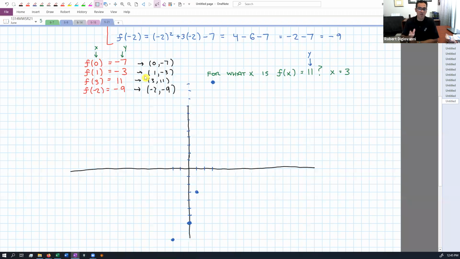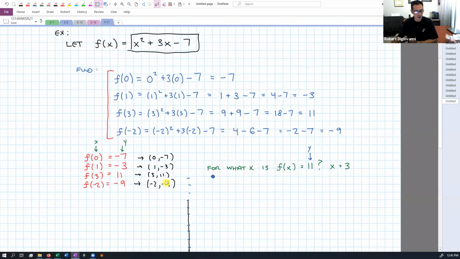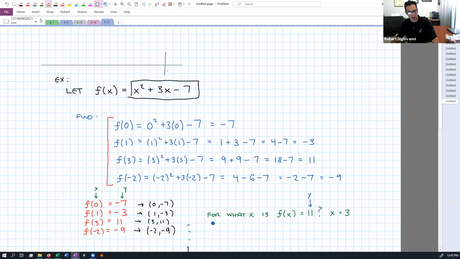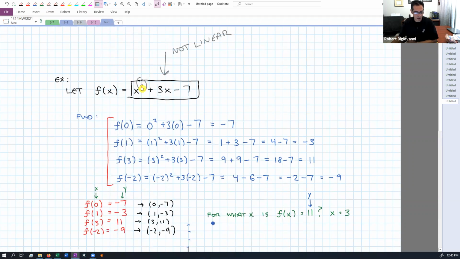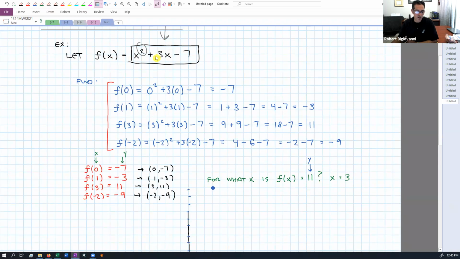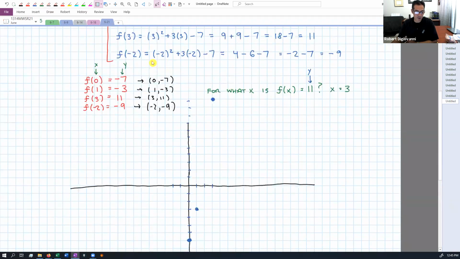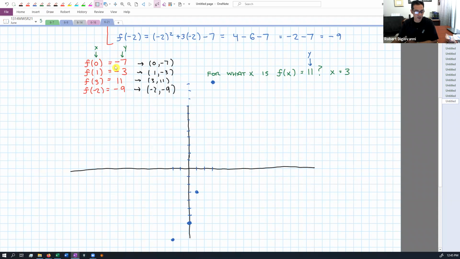All of these points represent what this function is doing. Now, it's not a straight line. We cannot connect these in a straight line. And the reason why is because this function that we have is not linear. And the reason it's not linear is because of the squared on the x. So this is referred to as a quadratic function, but we'll talk about that later. All I want you to see right now is that if I've given you a function, you should be able to plot the points on that graph. Each one of these inputs and outputs represents a point on the graph.